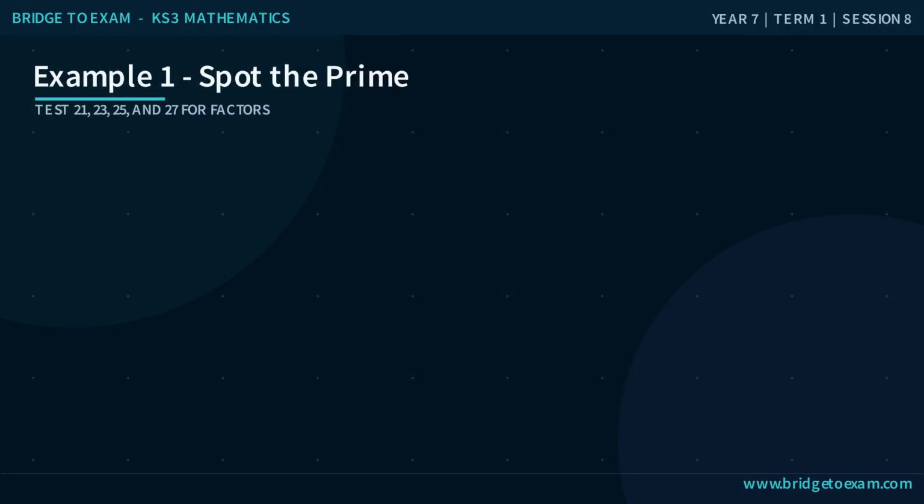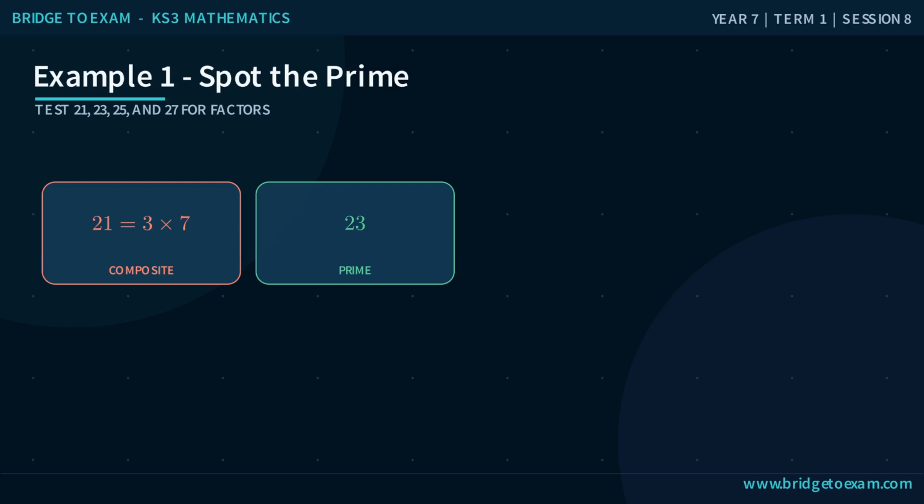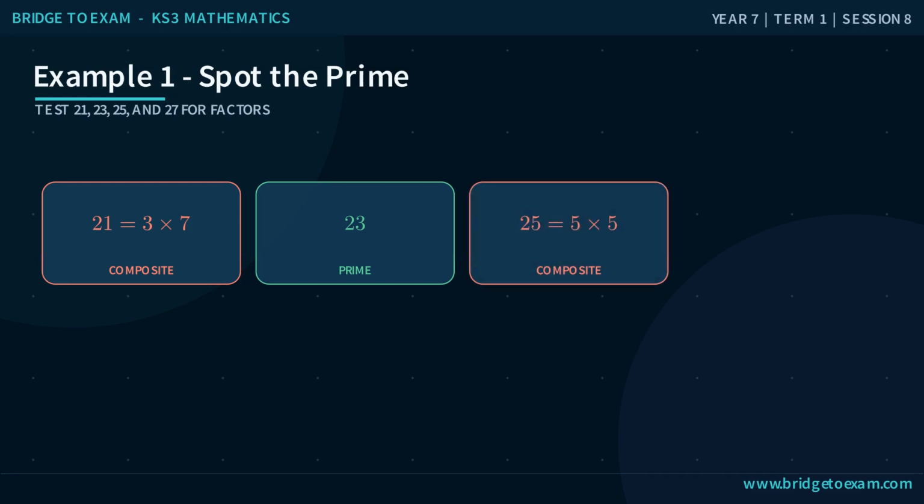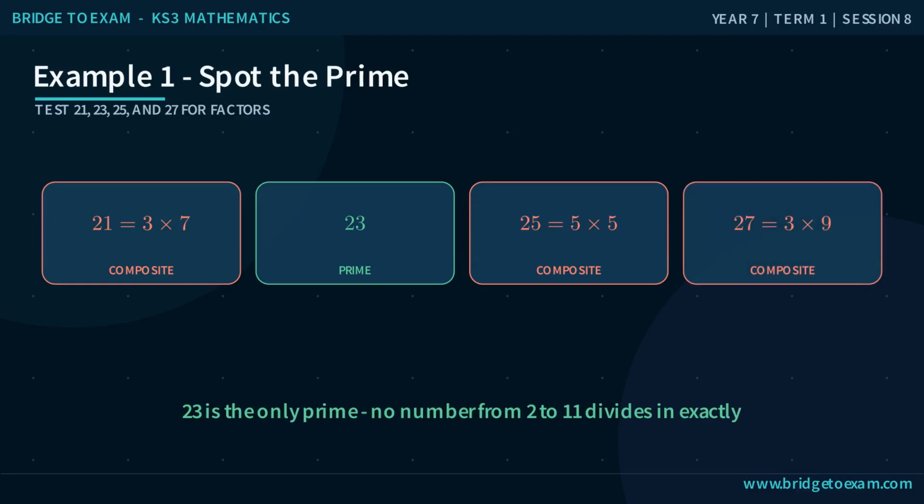Let's test four numbers to find the prime one: 21, 23, 25, and 27. 21 splits as 3 times 7, so it has more than two factors: composite. 23: no whole number from 2 to 11 divides in exactly. Only 1 and 23 work: prime. 25 splits as 5 times 5: composite. 27 splits as 3 times 9: composite. 23 is the only prime number in the list.